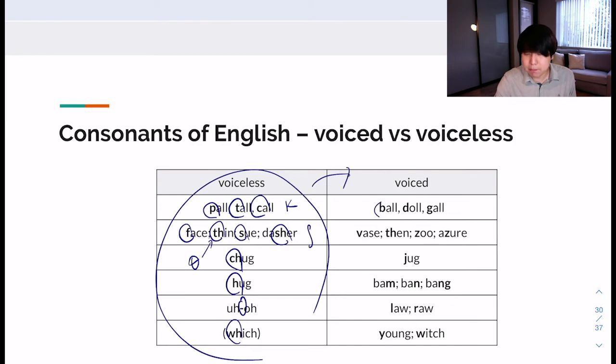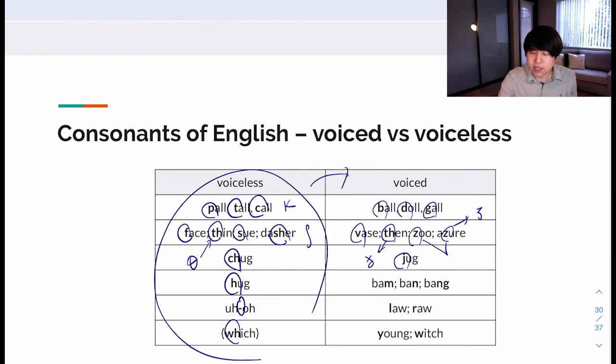B in ball, d in doll, g in gall, v in vase, th in then, z in zoo, and zh in azure. So again, these two are spelled the same way with z, but they are different sounds. Later, you'll learn that this sound will be written with this character in the phonetic alphabet, and this one will look like this. But you learn this later when you learn phonetic alphabets.